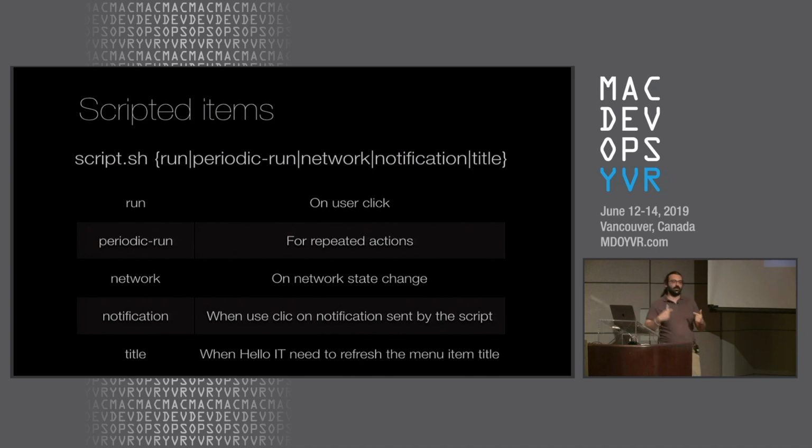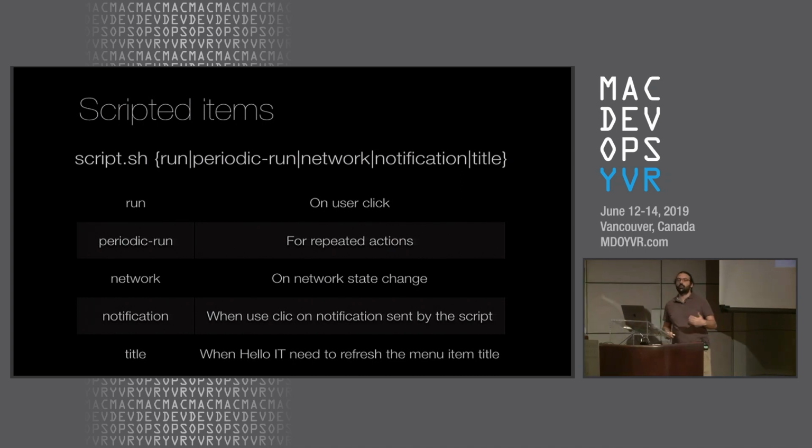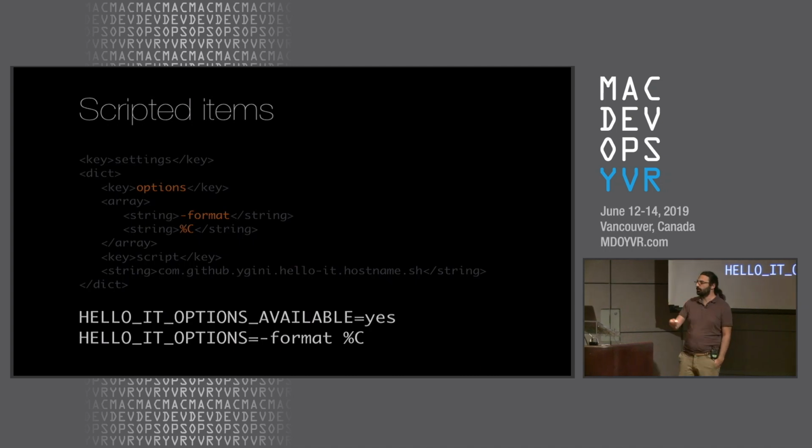Notification, if you send a notification with your script and the user click on the notification itself, you will get this specific feedback. And title, when LOIT asking you for the dynamic title to load on the item itself. When it refresh, it will ask for a specific context, give me the title that I should display. And you can also have your own option to pass.